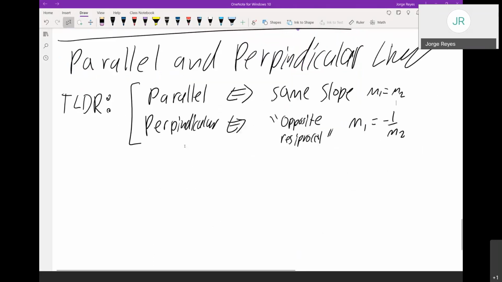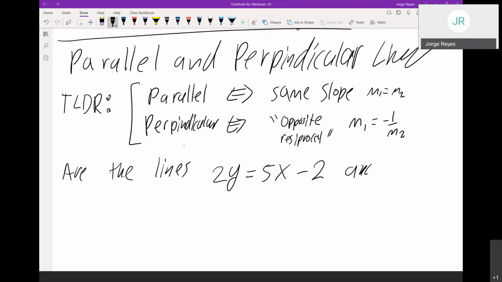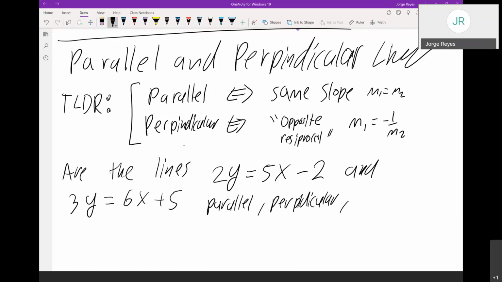All right, so let's do some examples. First thing is just simple questions like, are the lines 2y equals 5x minus 2 and 3y equals 6x plus 5 parallel, perpendicular, or neither?